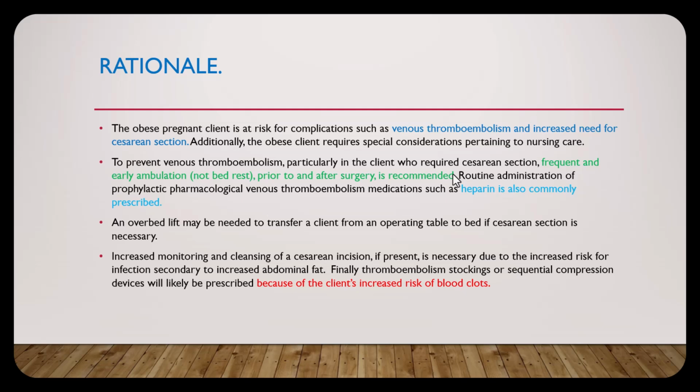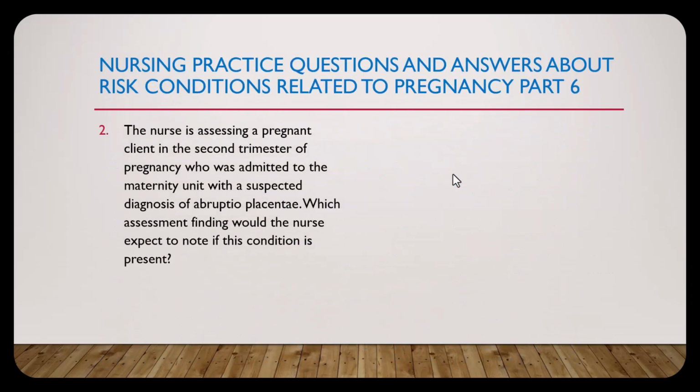Now let's move to the second question. The nurse is assessing a pregnant client in the second trimester of pregnancy who was admitted to the maternity unit with a suspected diagnosis of abruptio placentae. Which assessment finding would the nurse expect to note if this condition is present?